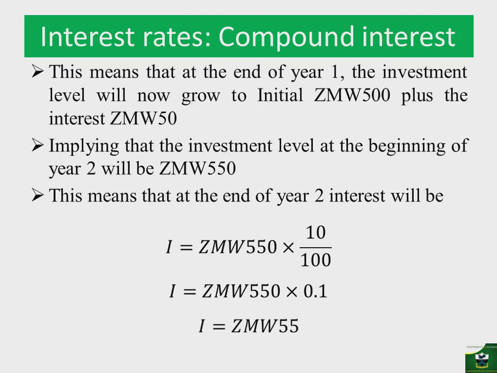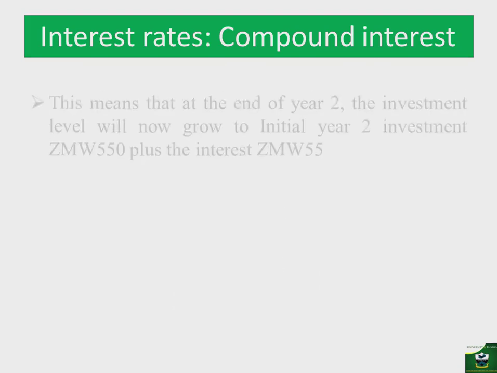So in period 1, you invested 500, and at the end of the period, you received interest of 50 kwacha. In period 2, you invested the interest you obtained from period 1 of 50 plus the principal of 500, meaning you invested 550, and then at the end of year 2, your interest was 55. This interest is from the 550 which you invested at the beginning of year 2.